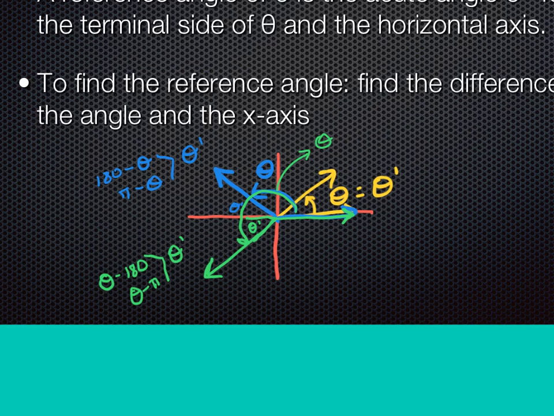And then the last one is if, again, the initial point is still on your standard place, so it's still at 0, but now my angle comes all the way into the fourth quadrant. So that's theta, and the difference between that and the x-axis is theta prime. So to do that, I would do 360 minus theta, or 2 pi minus theta.